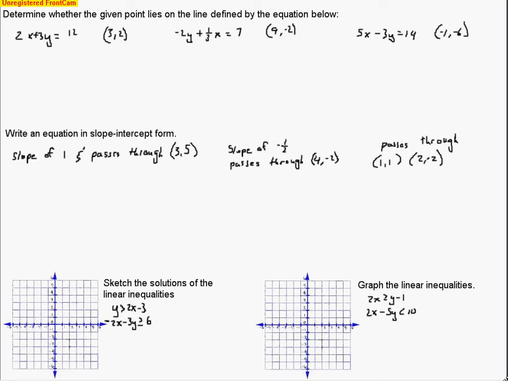This is the lesson for Handout 2A. So let's take a look at our first problem here. Here it says we're supposed to determine whether the given point lies on the line defined by the equation below. So here's the equation, and here's the point.